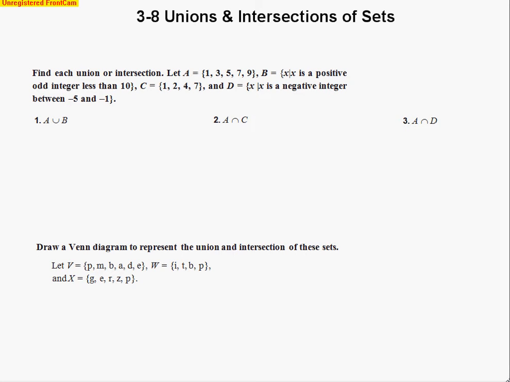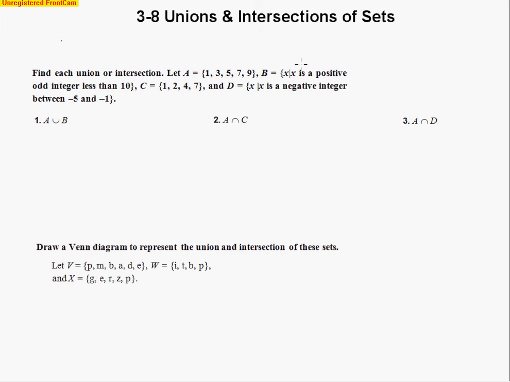This is a tutorial for Chapter 3, Section 8, titled Unions and Intersections of Sets. So let's take a look at the first type of problem that we'll see. It says find each union or intersection, and then it says let A equal this solution set, and B is all values of x such that x is positive odd integers less than 10.